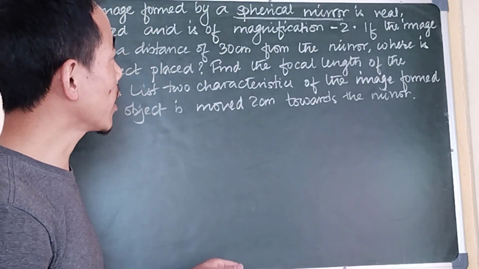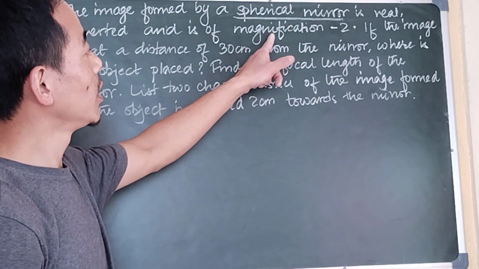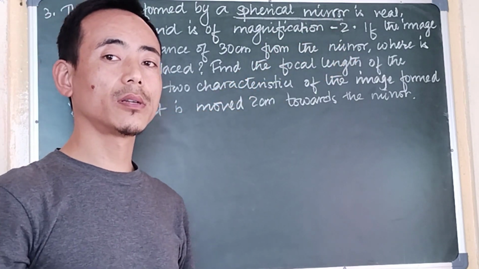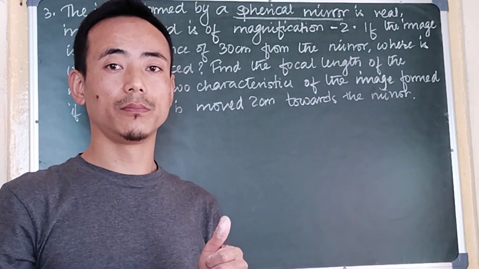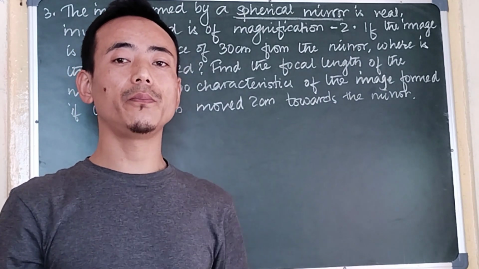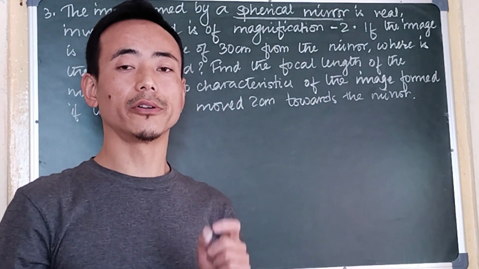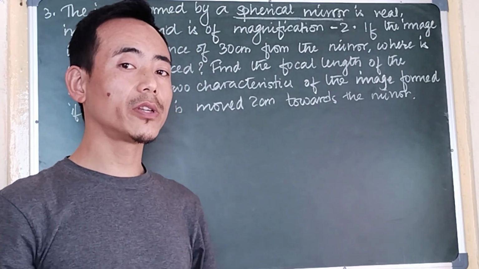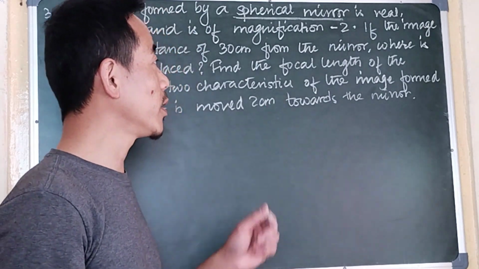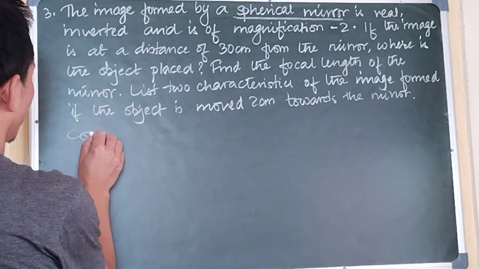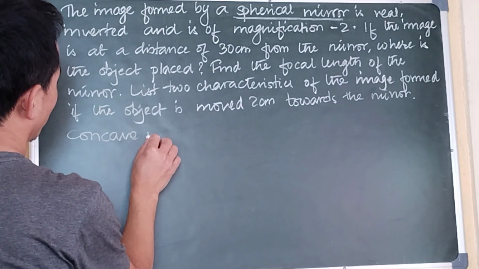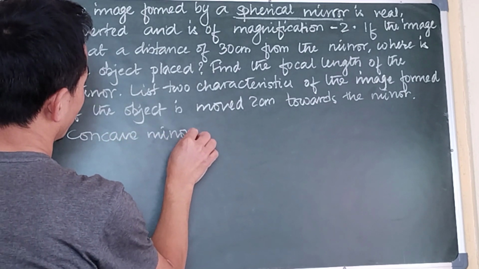How? If you just look at the magnification, it is -2, which means the image has to be real. And only a concave mirror can form a real image. Convex mirror always forms virtual image. So this one is a concave mirror. So if you have understood that much, here you can write concave mirror.